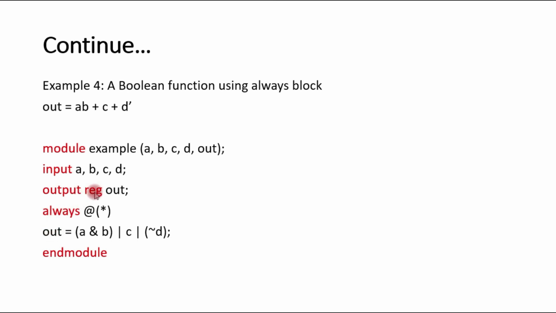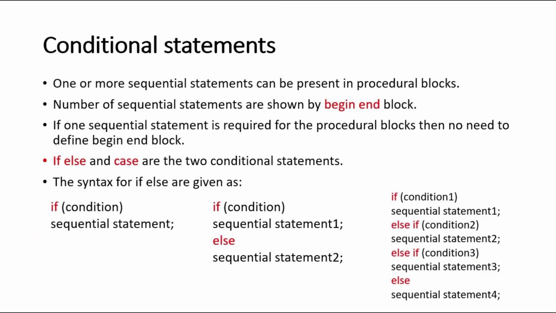So output reg out. We are using the fourth way to represent the event condition, that is @ and bracket. Inside this bracket we are using star sign. It means if there is any change in the variables a, b, c or d, then this expression is executed.